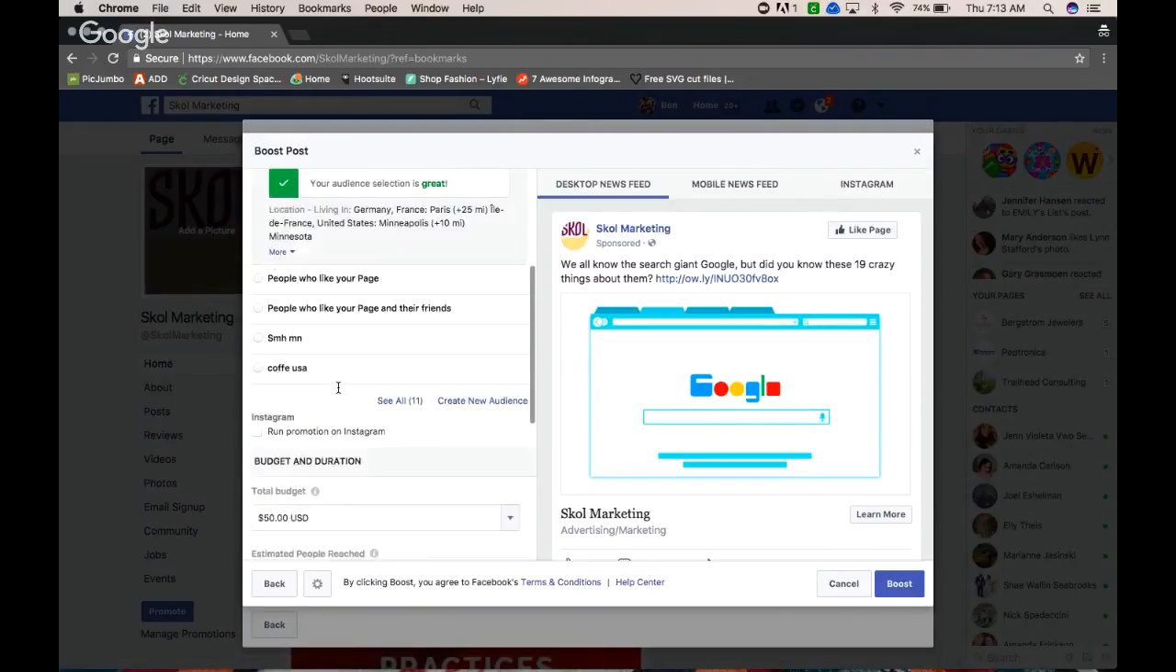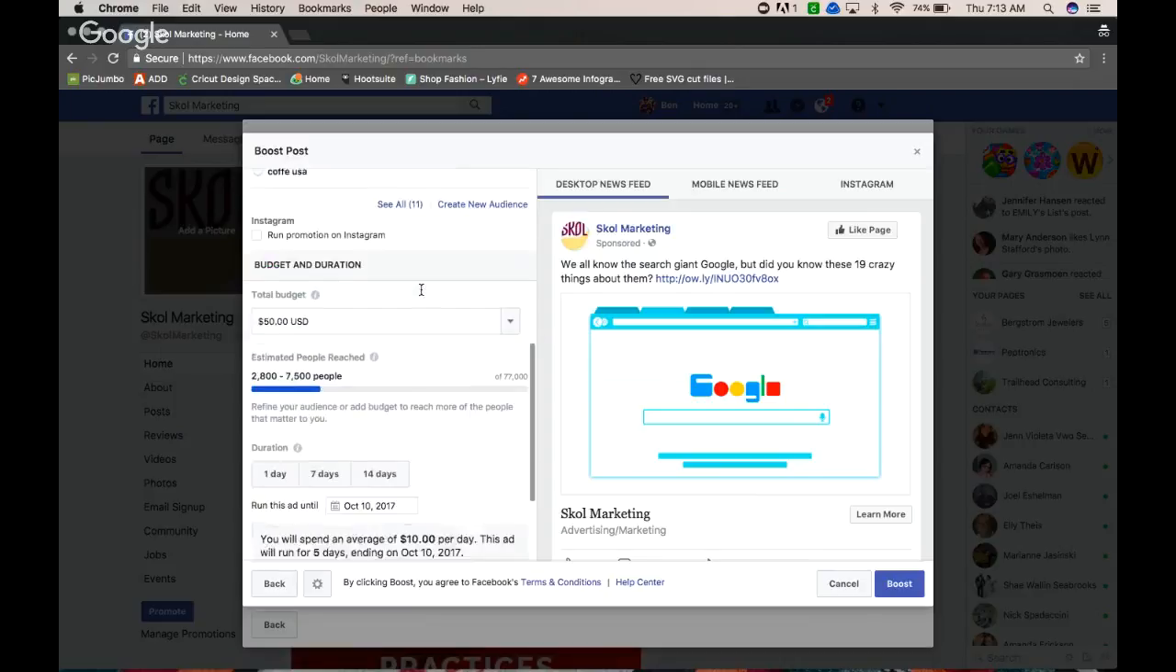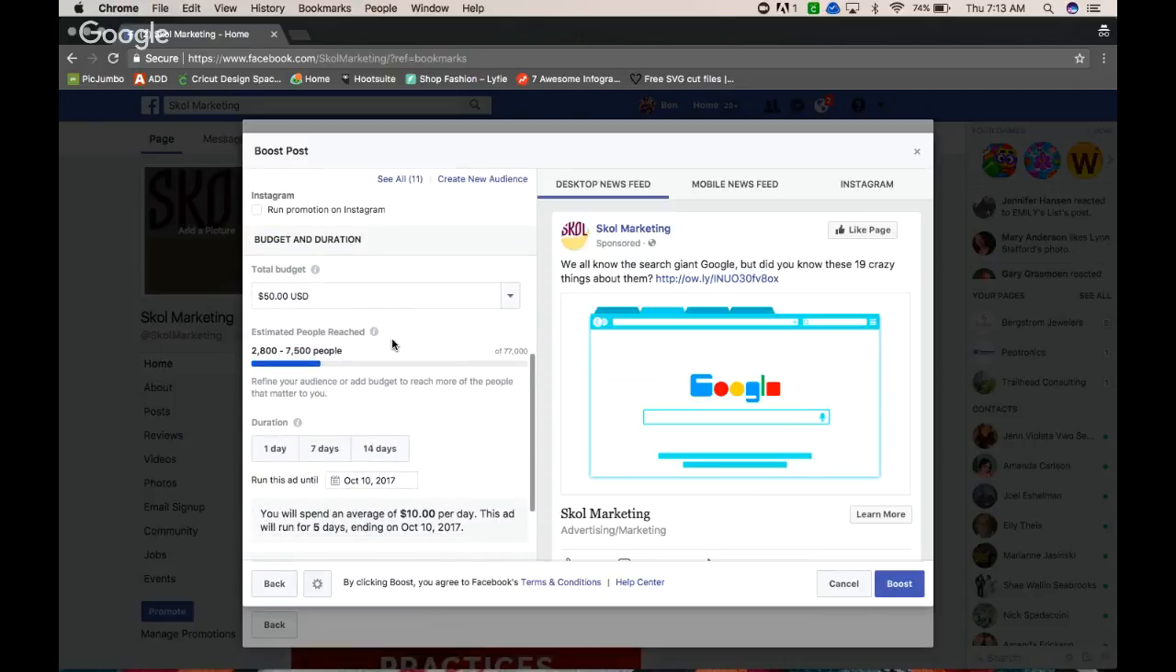But if you do have this in a great stance, and it's within Facebook's parameters, they'll actually show you the estimated people reached. So you can see here that if I spend $50, I'm approximately going to reach 2,800 to 7,500 people. That means I'm just reaching them and they're going to see it. That doesn't mean they're necessarily going to click on my ad, or comment or share or anything like this. They just have the opportunity to see it.